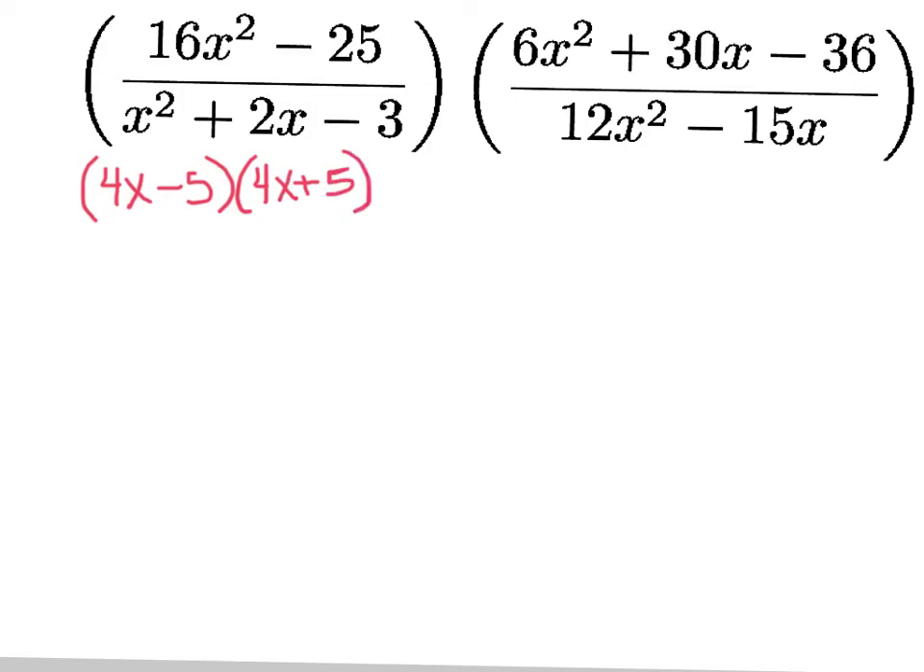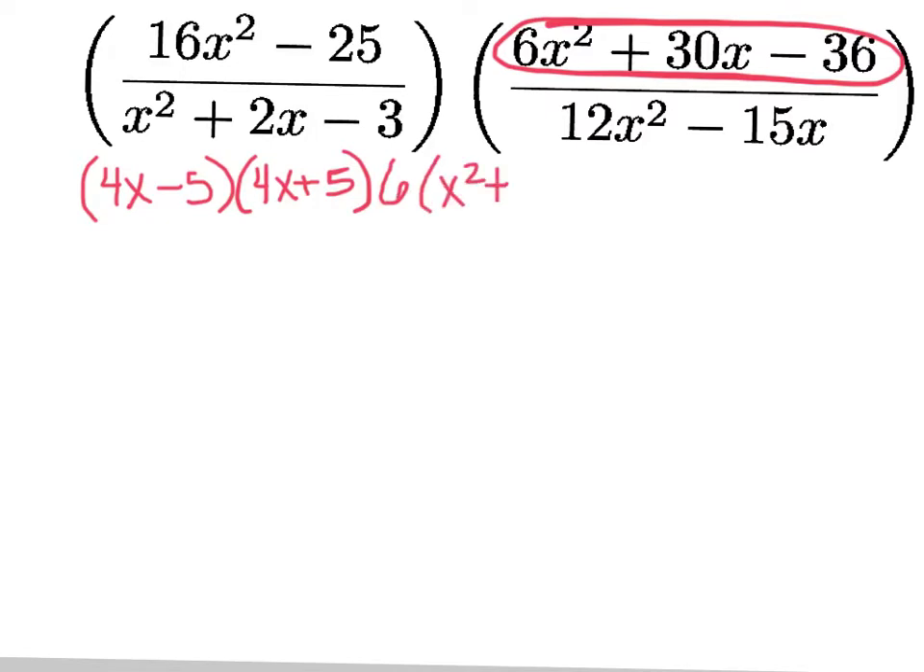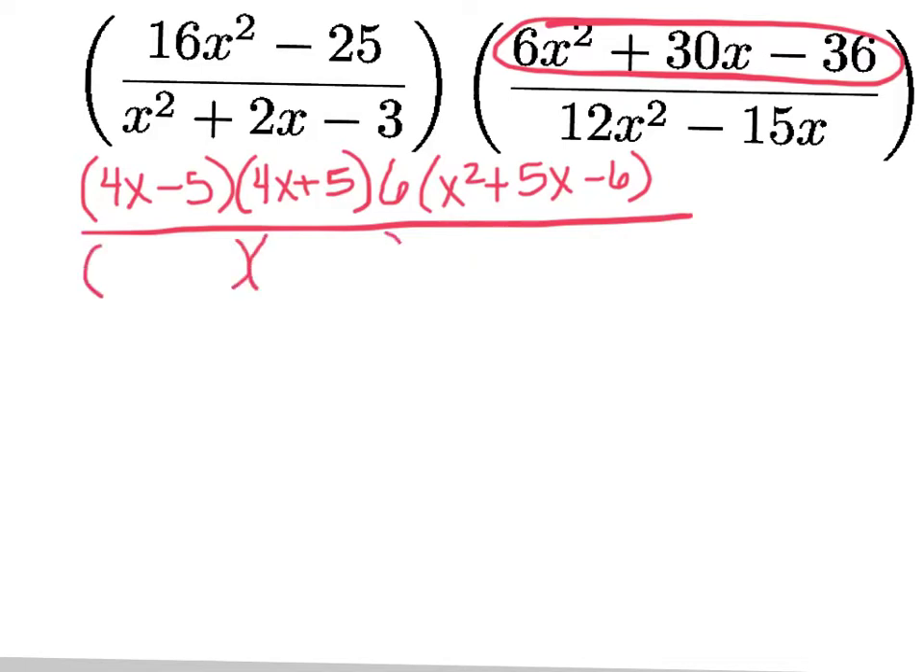And we're multiplying it times this numerator here, which has a 6 that can come out. So I'm going to pull out the 6, and I'm left with x squared plus 5x minus 6. And I'll deal with factoring him in the next step. And then I have my denominator. So my first denominator is going to become x plus something and x minus something. So it has to multiply to make a negative 3 and add to make a positive 2. So a 3 and a 1 will work.